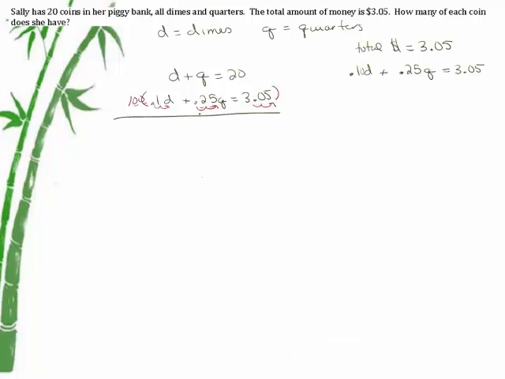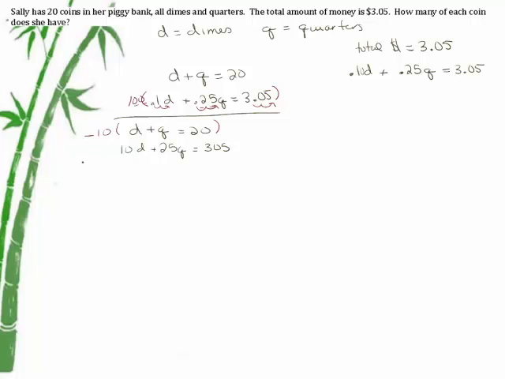So what I'm going to have is D plus Q equals 20. That didn't change. And then I'll have 10D plus 25Q is equal to 305. Now I can do substitution if I want, or I can multiply this equation by negative 10 or negative 25 to cancel the dimes or the quarters. I'm going to go ahead and multiply by negative 10 because that's easier. And I like to try to choose the easiest option, and it's easier to multiply by 10 than it is to multiply by 25.